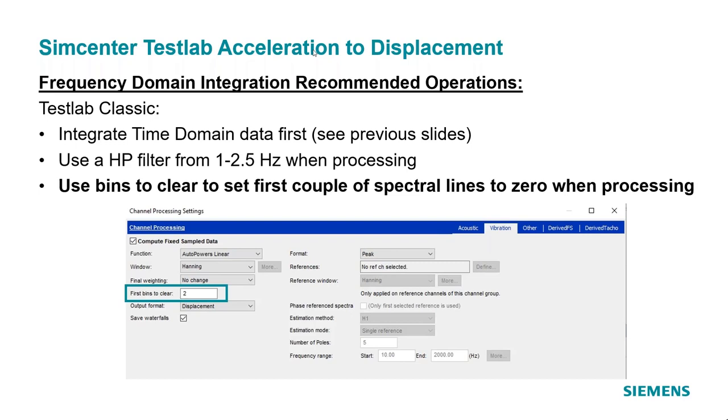And it's not available on the acoustic group, because that usually isn't going to be integrated. But if you go to the vibration channel group or the other channel group, you'll see the output format setting, where you could set it to unchanged, acceleration, velocity, or displacement. And then you'll see the bins to clear setting as well.